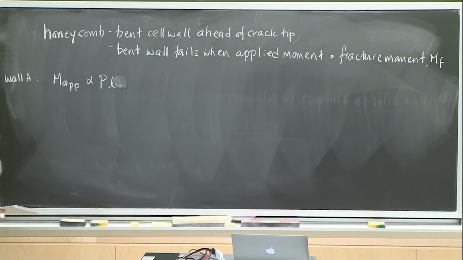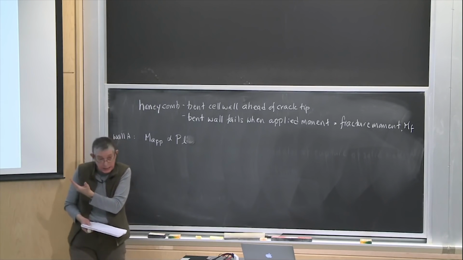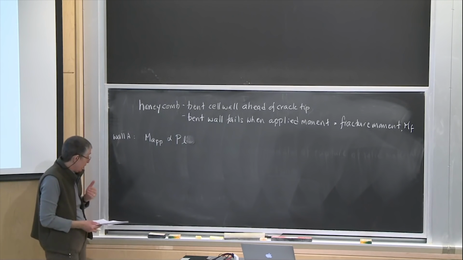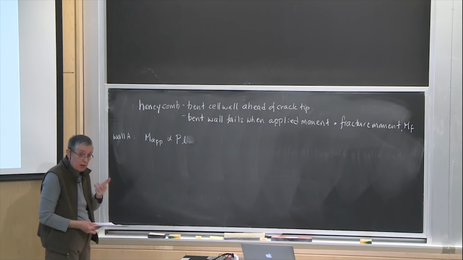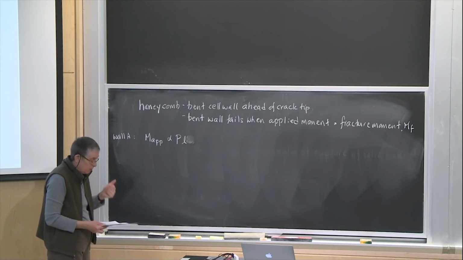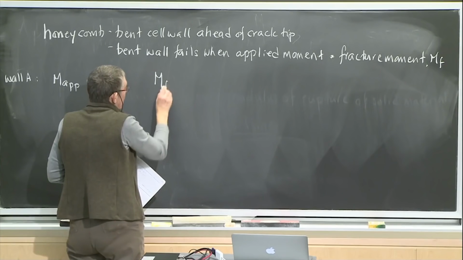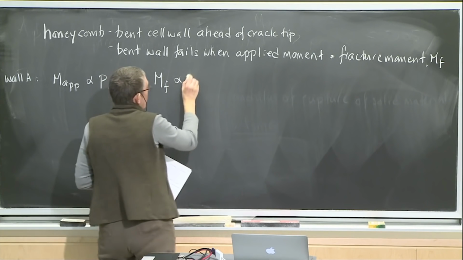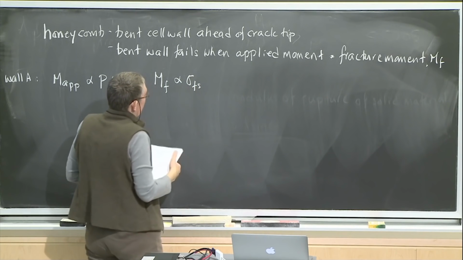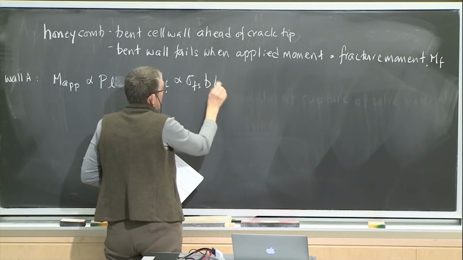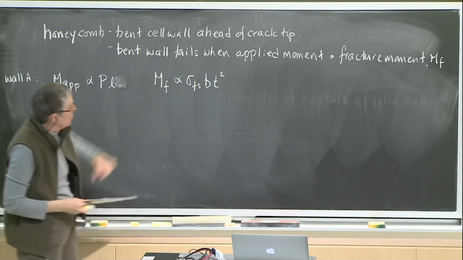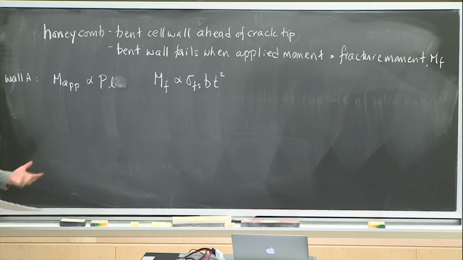So I'm going to do this because it's hard to say exactly where the crack tip is because there's kind of a void there. So I'm going to use an argument here where I make everything proportional. So the moment's going to be proportional to P times L on wall A, and the fracture stress is going to be proportional to sigma fs times bt squared. So last time we said it was sigma fs bt squared over 6. It's the same thing. I'm just dropping the 6 out.